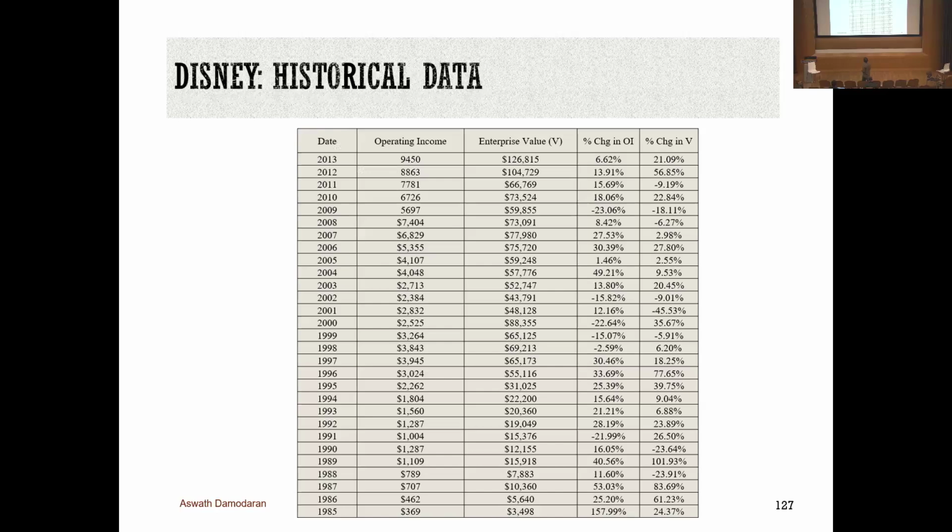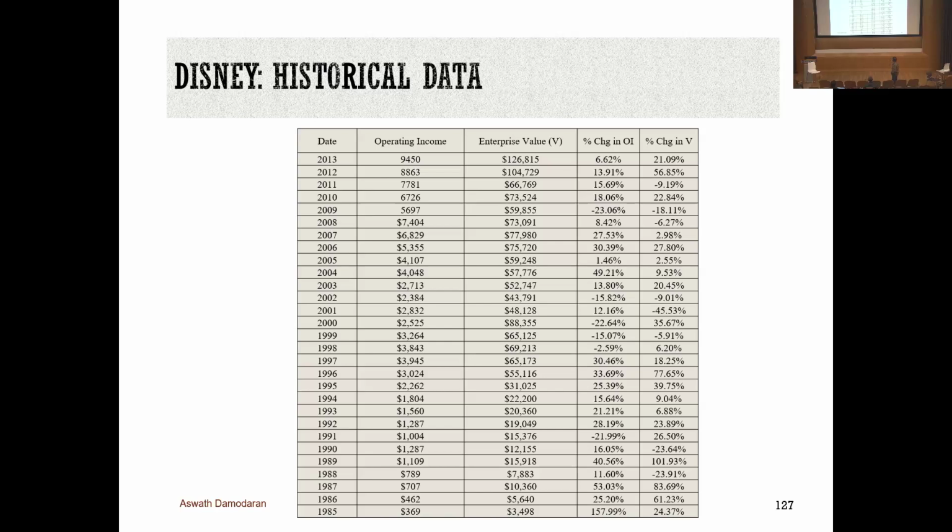So with Disney, here's what I did. I went back to 1985. I got the operating income every year. So that comes right out of the income statement. If you have Capital IQ, you can download the data. I also downloaded the enterprise value. Remember, the enterprise value is market value of equity plus debt minus cash, the market value of the operating assets. Risk of stating the obvious.